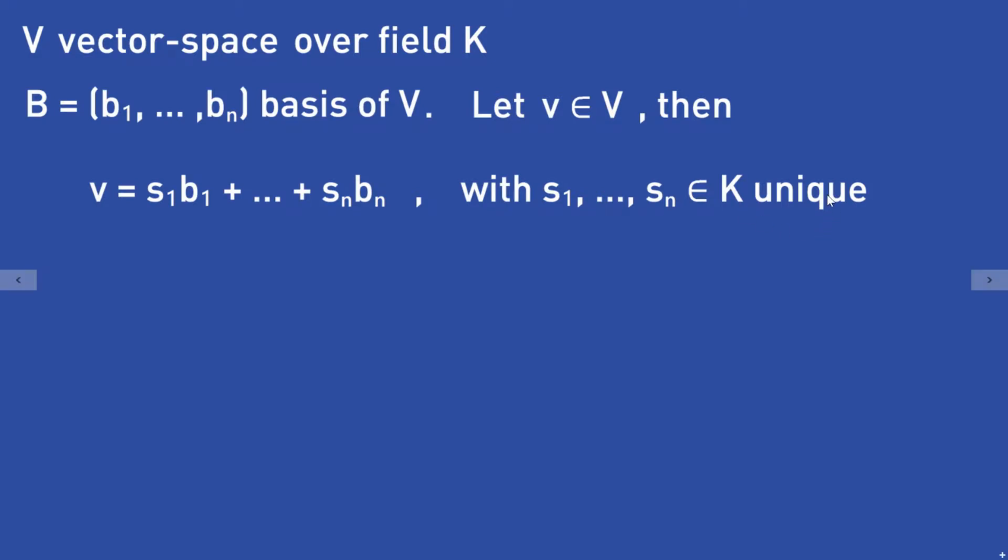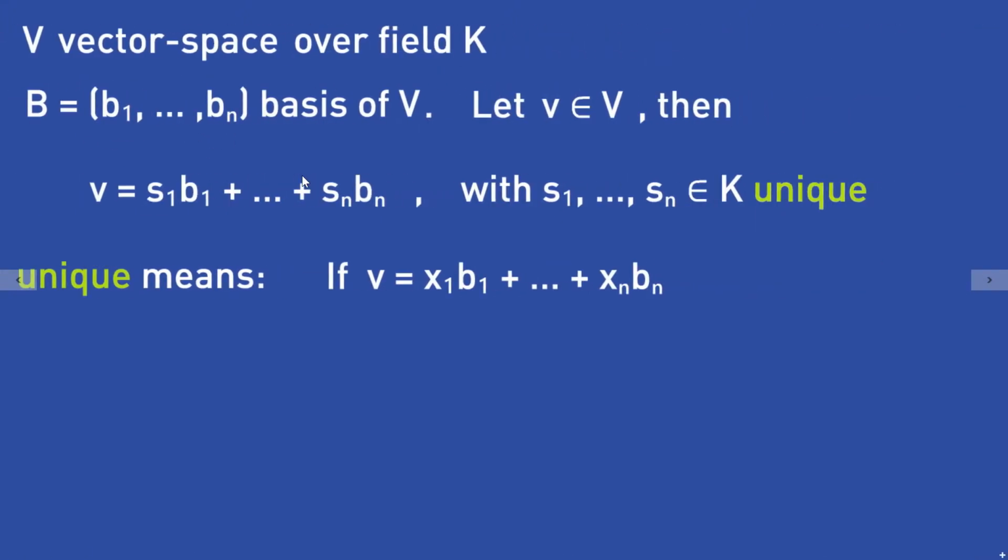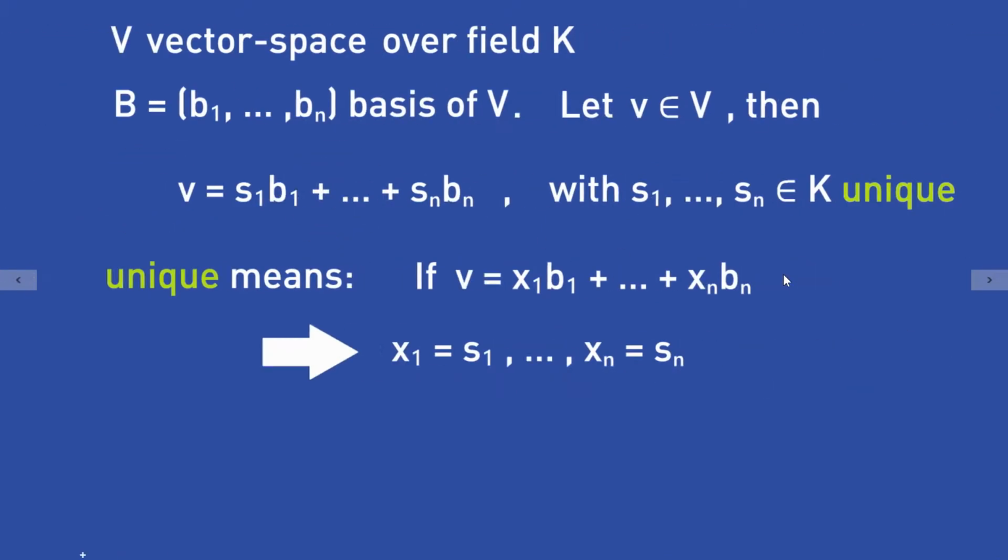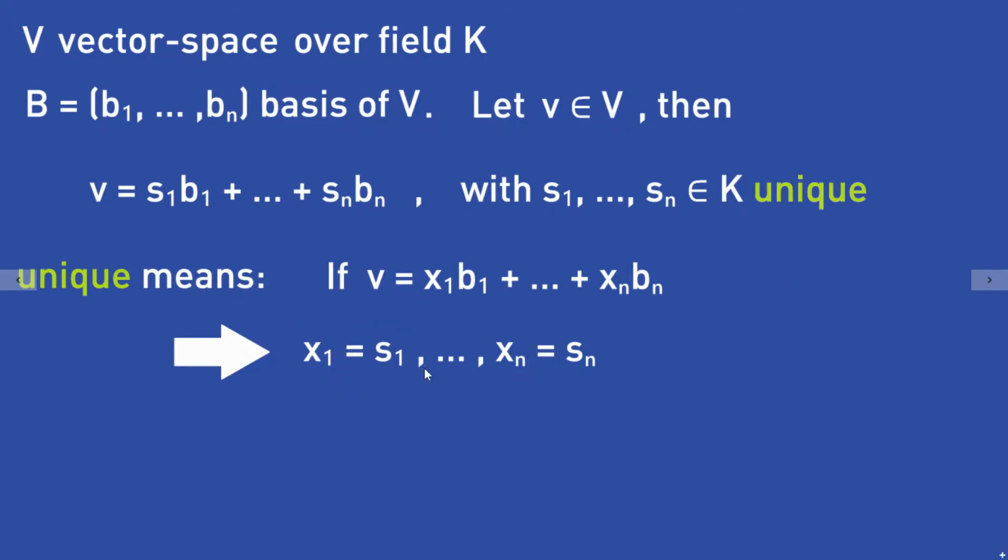What does unique mean in this case? It means that if you had another representation of small v as a linear combination of the basis vectors b1 to bn, for example, v is equal to x1 times b1 plus and so on plus xn times bn, it would immediately follow that these new coefficients x1 to xn have to be the same as the old ones, s1 to sn. That means x1 has to be equal to s1 and so on until xn has to be equal to sn. This is what unique means in this case.